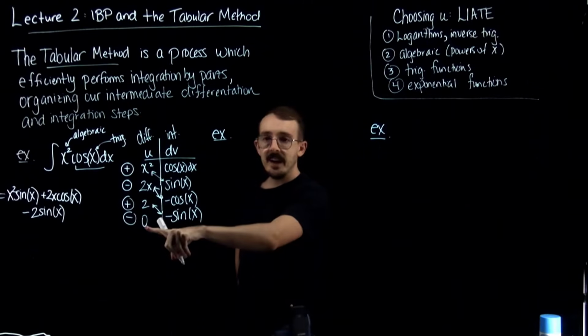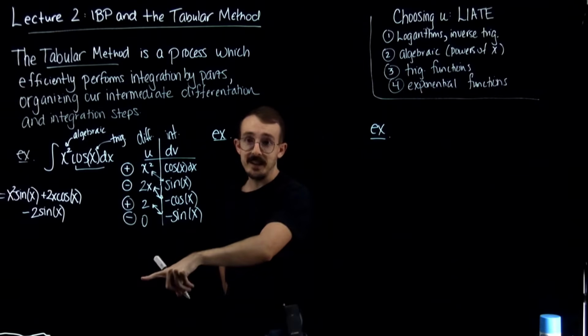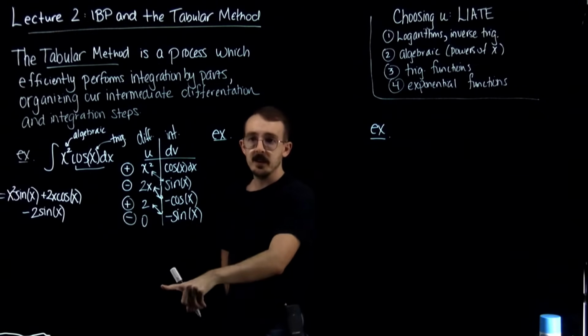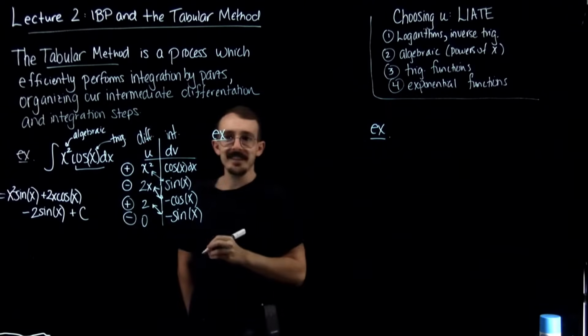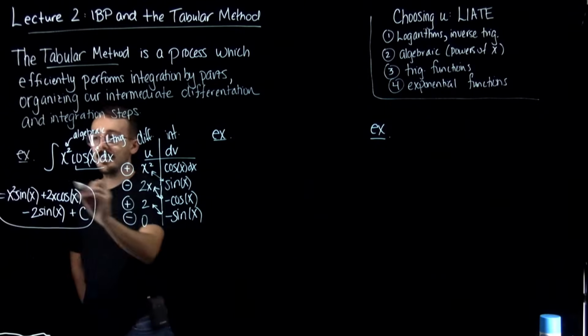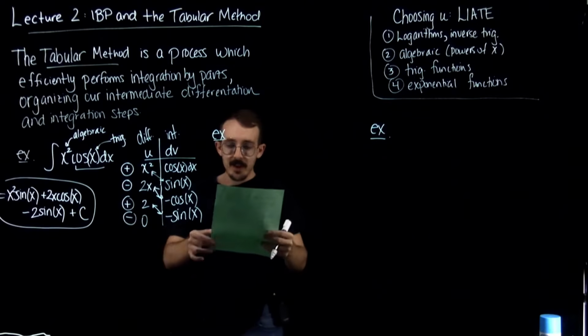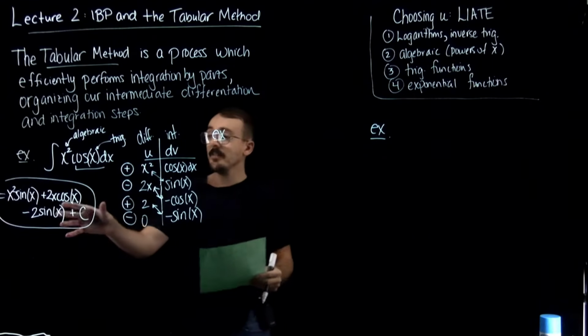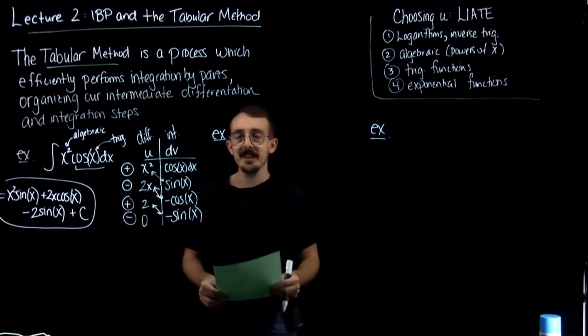And then notice after that, I've run out of things to write because they would just be zeros if I keep taking the derivative. So all these diagonals will go to 0. And then I need to remember my plus c because it's an indefinite integral. But this right here is actually the answer to the problem. So you can see how this organizes everything so nicely for you as you're doing this.